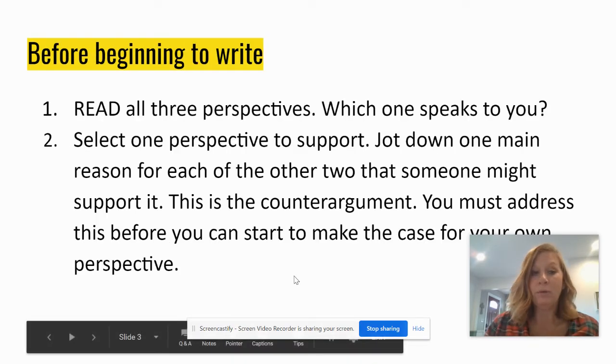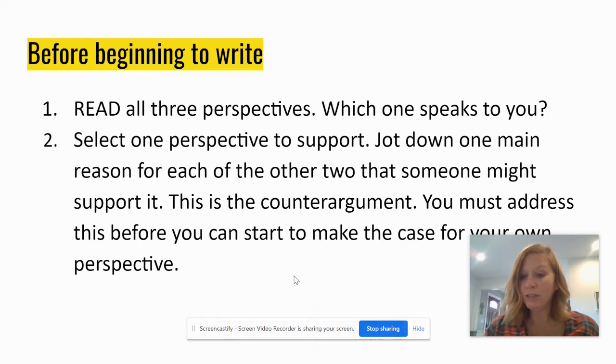Before you begin to write, read all three perspectives and ask yourself, which one really speaks to me? Which one do I feel like I could defend? Keep in mind that all three of them are very viable possibilities, and there isn't just one right answer. And so just pick one and then run with it. Okay, don't spend a whole lot of time trying to sort out which one's the best one.